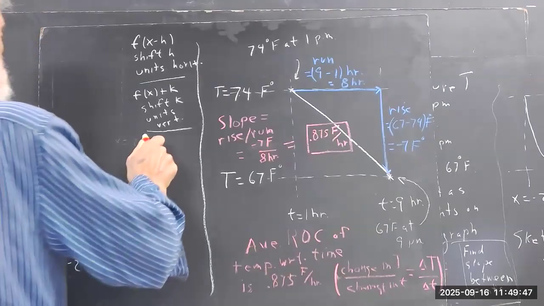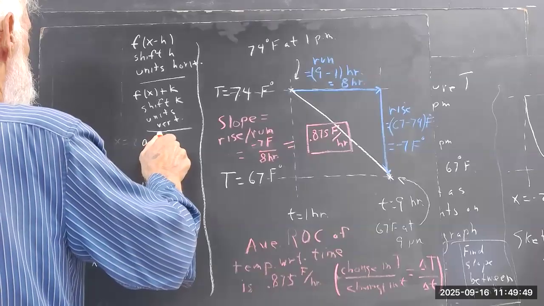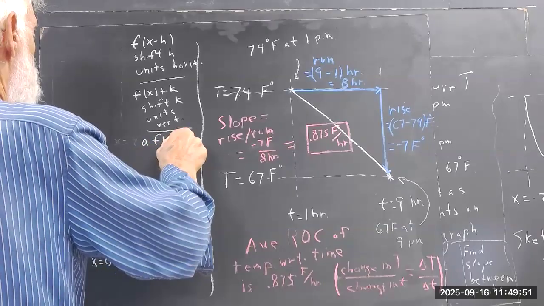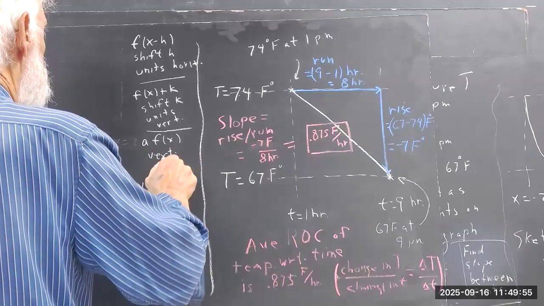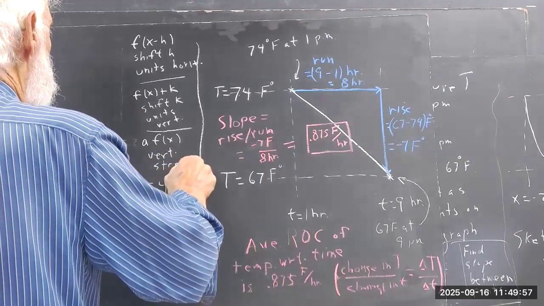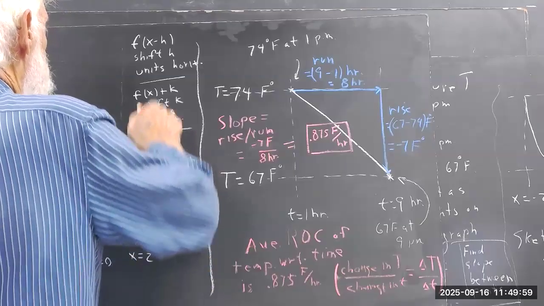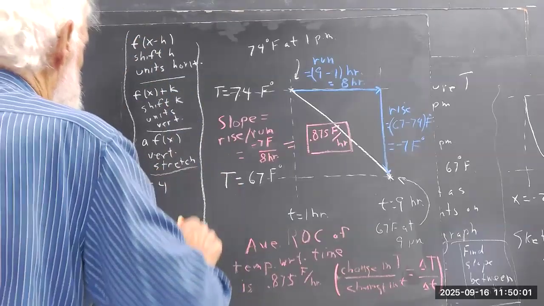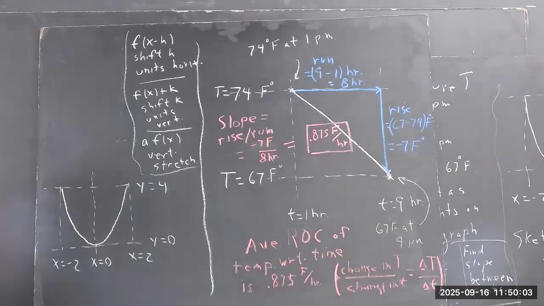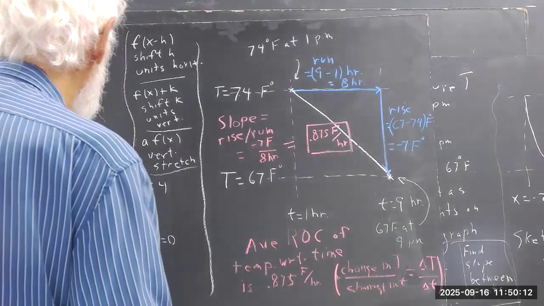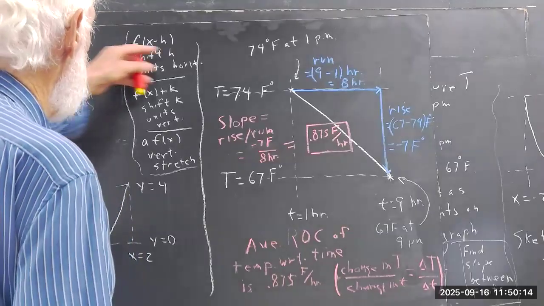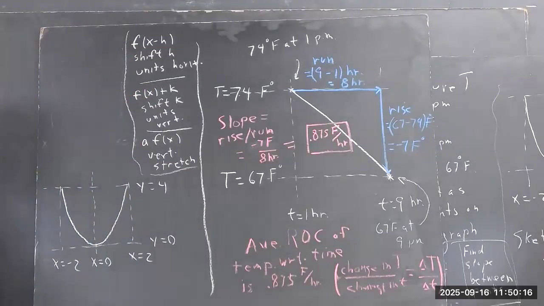And then a times f of x is a vertical stretch, and I'm not going to write any more words on vertical stretch because I don't have room, but we'll demonstrate it. Okay, so here we've got it. Now we want to draw the graph of f of x minus h.